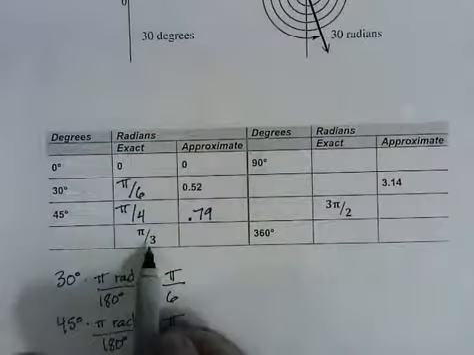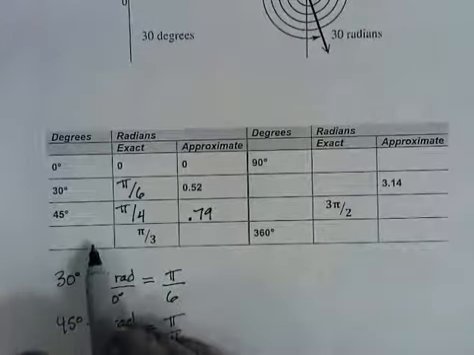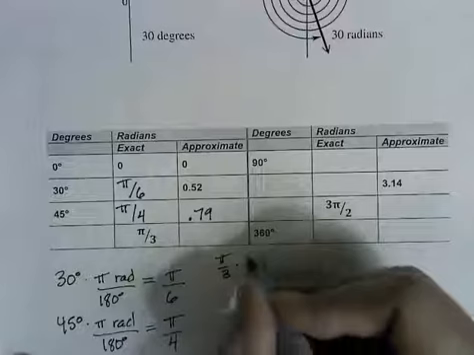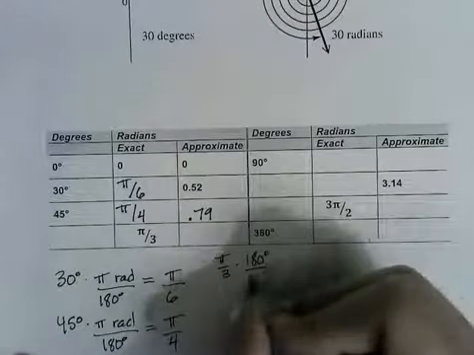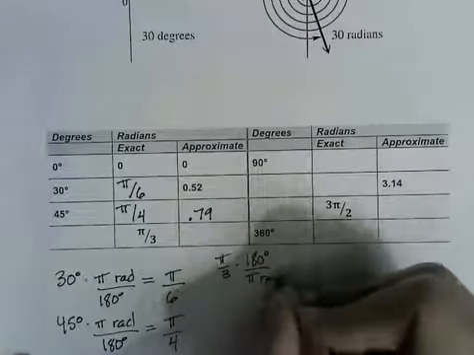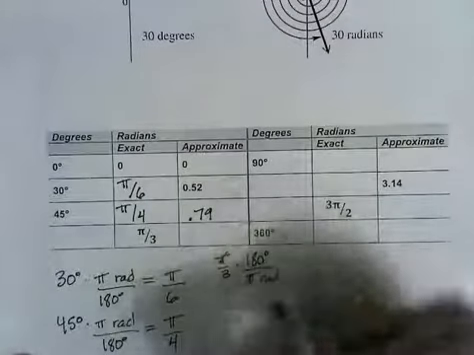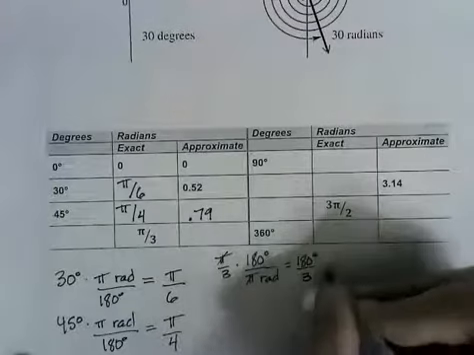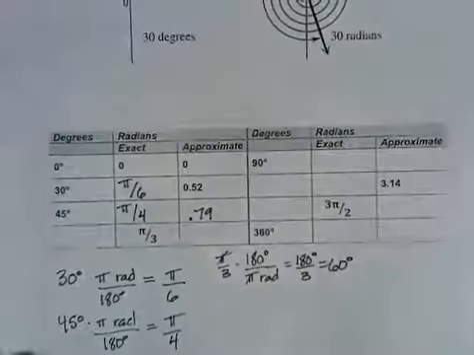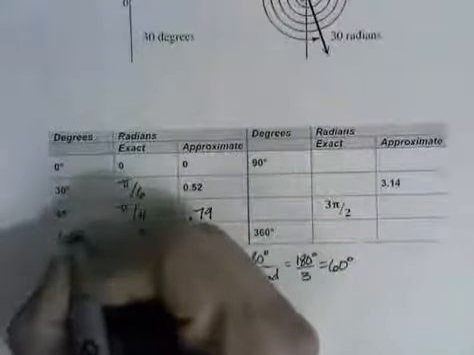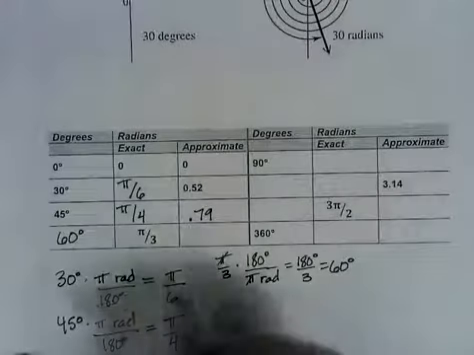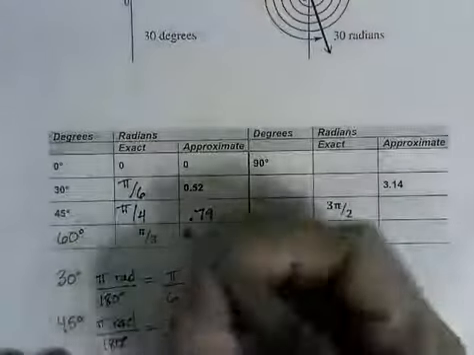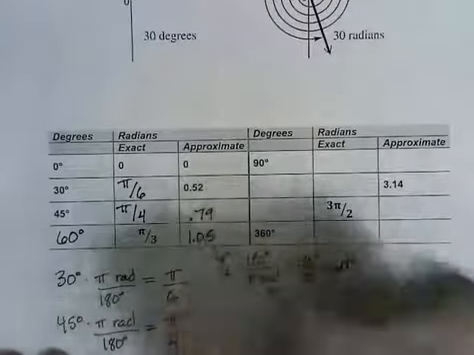Here's one that's given in radians, and we want to see what the degree measure of that one would be. So for pi over 3, to convert this to degrees, we're multiplying by 180 over pi. The pi's cancel out, and we end up with 180 degrees over 3. That would give us 60 degrees. So this is 60 degrees. Then we could also do the approximate radian measure. That turns out to be 1.05.